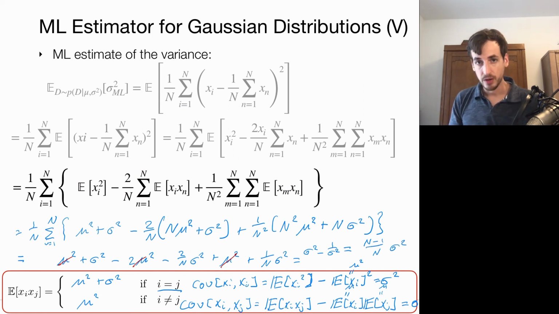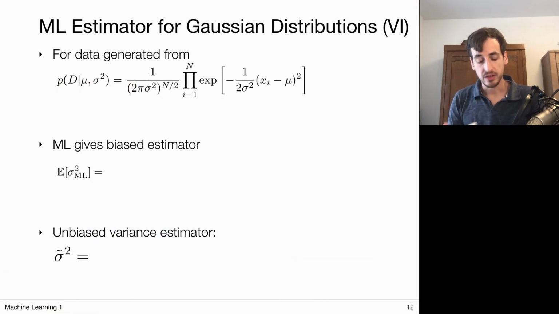Okay, so we see that if we compute the expected value over all these data sets of my predicted variance, of the maximum likelihood prediction for the variance, I actually obtain that it is given by a fraction of the true variance. So my predicted variance is slightly smaller than my true variance. So this means that I have a biased predictor. Okay, so this is what we did.